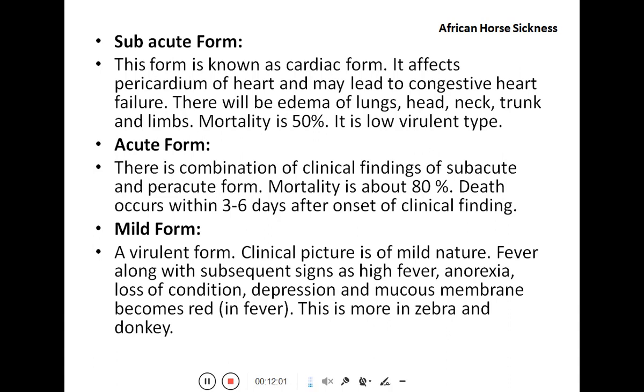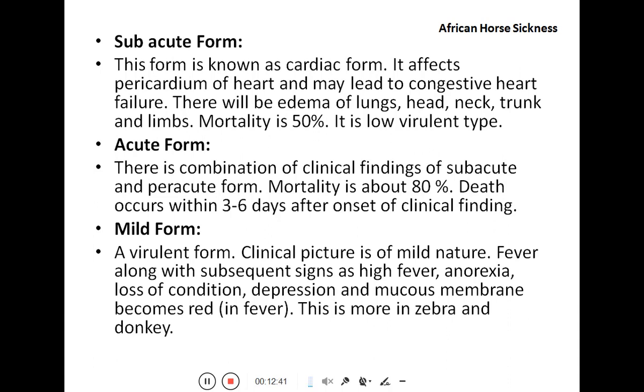Then the subacute form is known as the cardiac form. It affects the pericardium of the heart and may lead to congestive heart failure. There will be edema of the lungs, head, neck, trunk, and limbs, and mortality is 50%. It is a low virulent type of disease. In the acute form, there is a combination of clinical findings of the subacute and peracute forms, and mortality in this case is about 80%, and that occurs within 3 to 6 days after onset of the clinical findings.